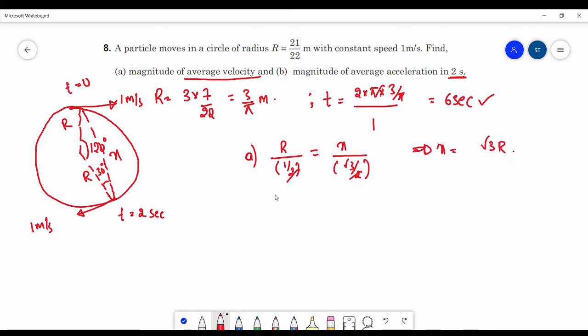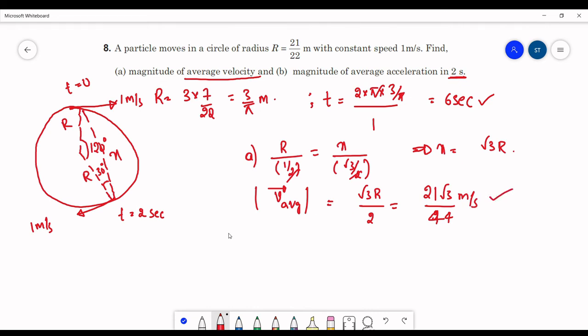Now the magnitude of average velocity will be total displacement upon total time. Total displacement covered is root 3 r and the time taken is 2. Substitute the value of r here. So this will be equal to 21 root 3 upon 44 meters per second. This will be the answer for the first question.